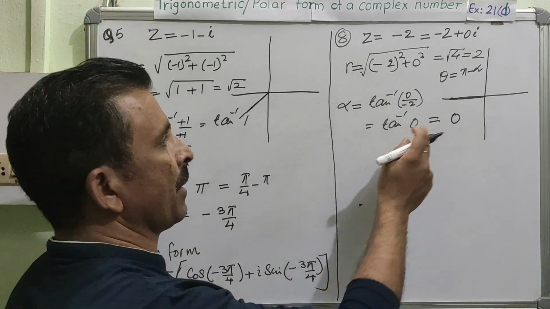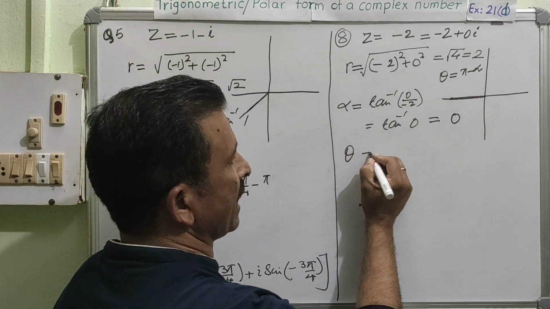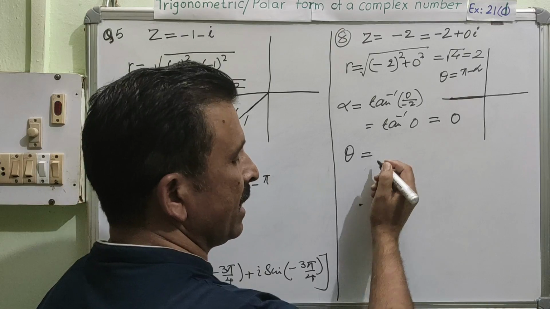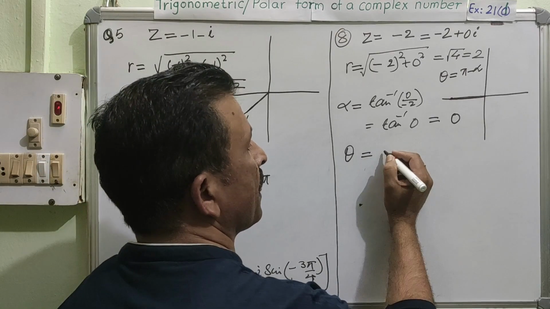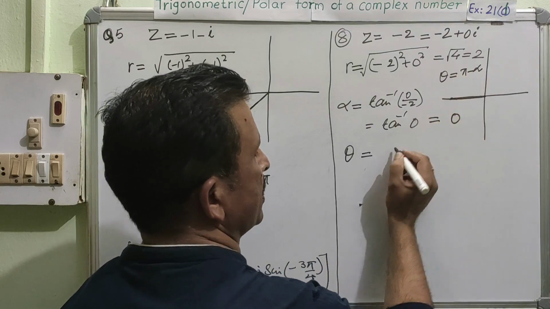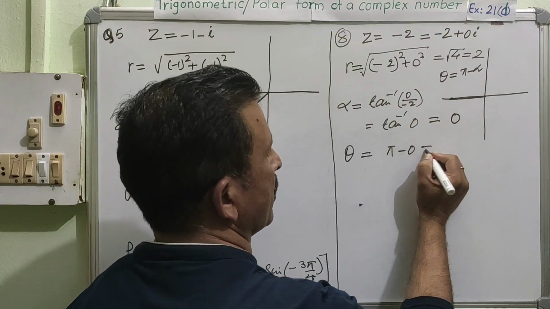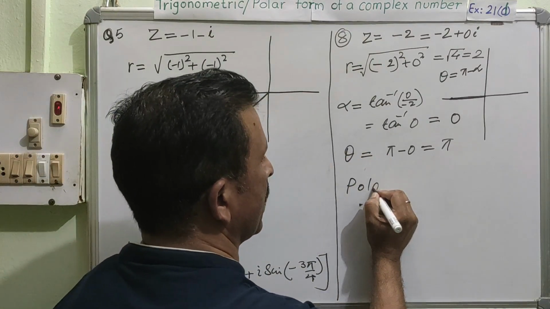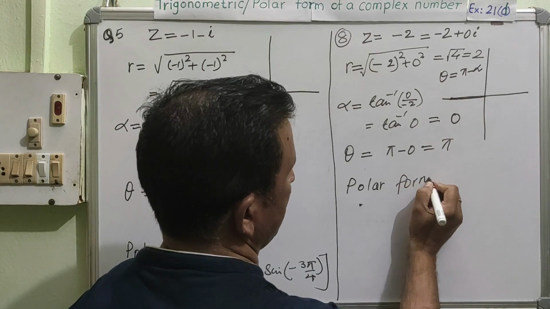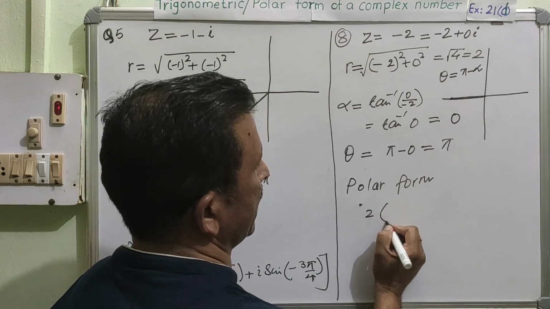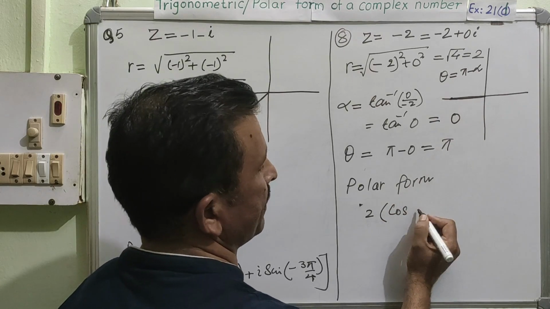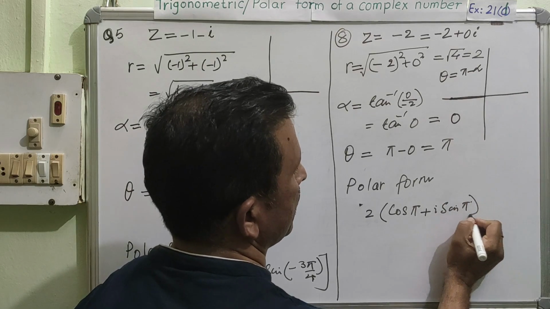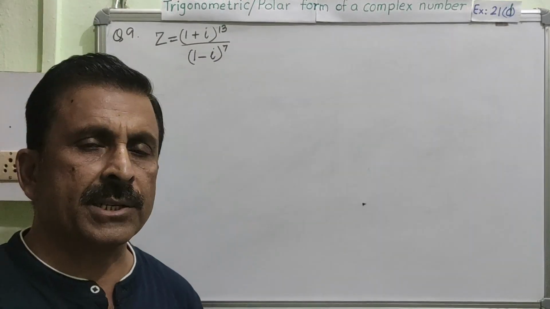Is it okay? So from here now we can calculate the value of theta, that is the amplitude. This theta is called the amplitude as well as the argument, right? Now this theta we can calculate by using the formula pi minus 0 is equal to pi. So now finally we can again write the polar form of the complex number as r is 2 times cos pi plus i sin pi. This is your answer.